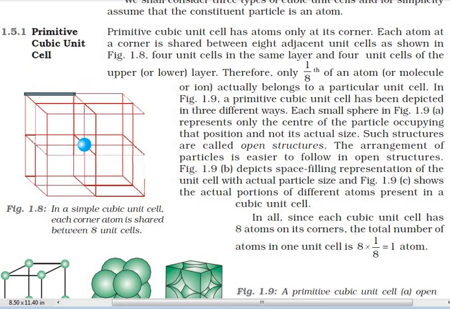So these 4 unit cells in the same layer and 4 unit cells of the upper or lower layer, and therefore only 1/8 of an atom or molecule or an ion actually belongs to the particular unit cell. Now you need to remember that when a corner is there, the corner has the contribution to the unit cell which is equal to 1/8 of an atom.